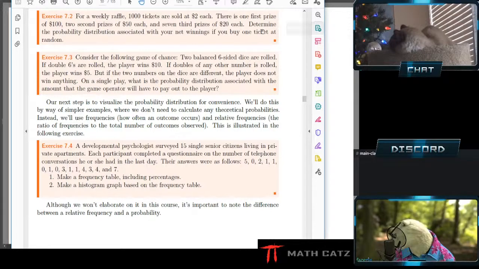Consider the following game of chance. Two balanced, six-sided dice are rolled. If double sixes are rolled, the player wins $10. If doubles of any other number is rolled, the player wins $5. But if the two numbers on the dice are different, the player doesn't win anything. Single play, standard question: probability distribution. Now I've changed the wording here a little bit because it's just sort of getting us to discuss it. We essentially want to do everything for this question.